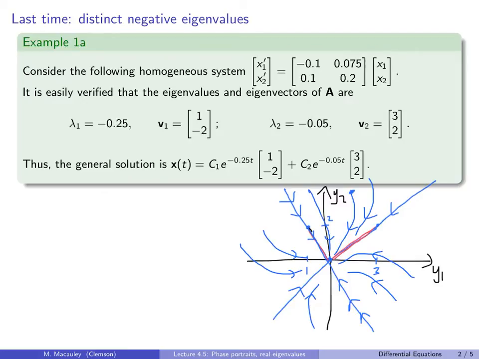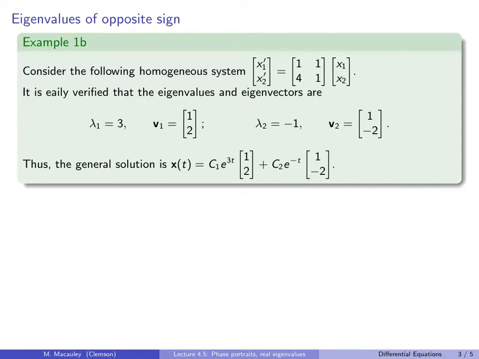And what we're going to do now is look at similar systems where we have distinct real eigenvalues. So we'll look at the case when we have one positive and one negative, and when we have two positive ones. So here's one. Here's a homogeneous system, x prime equals A x. And you may remember that when we learned about eigenvalues and eigenvectors, this was one of the matrices that we used as an example.